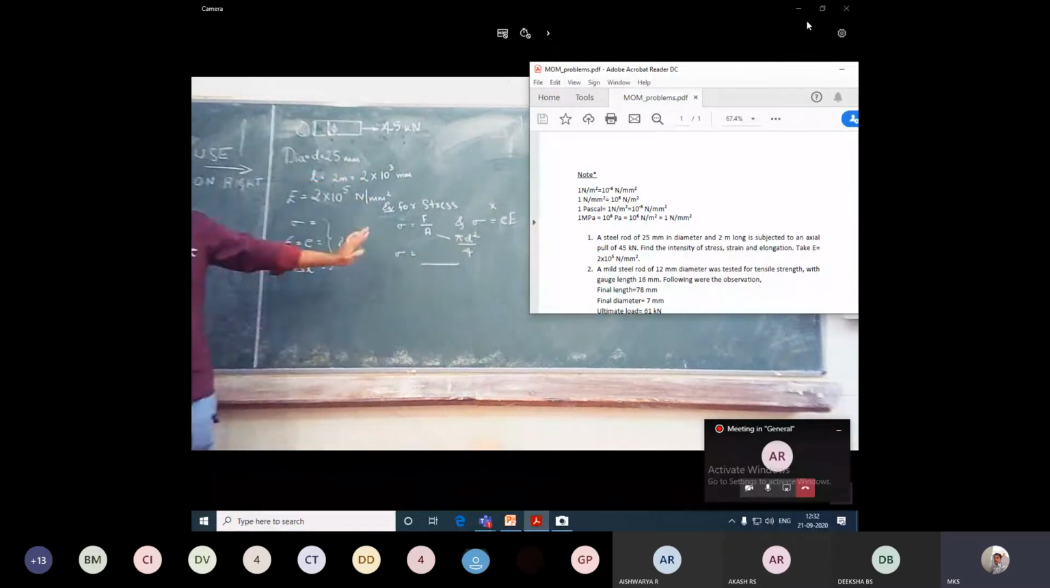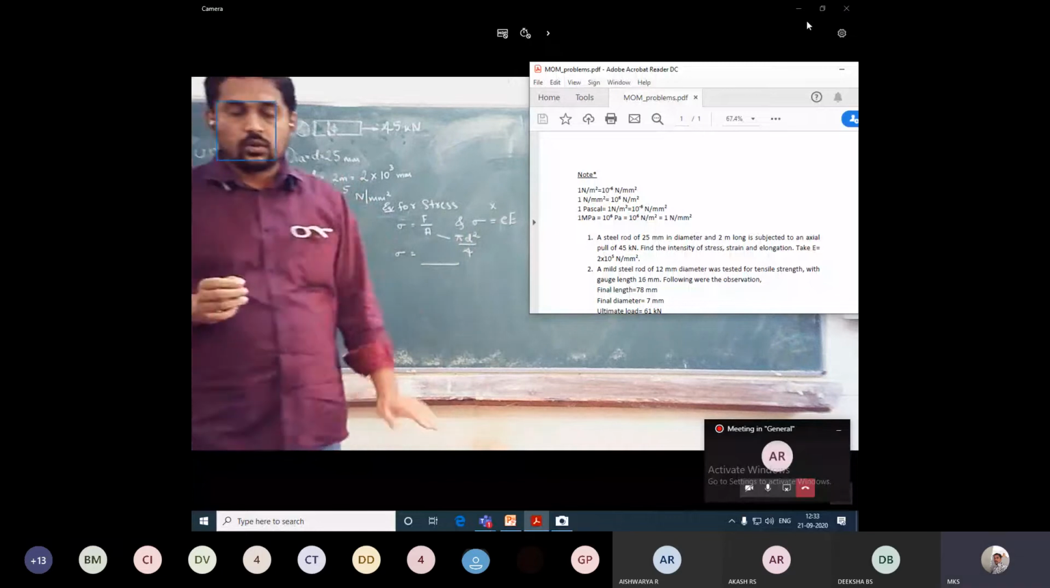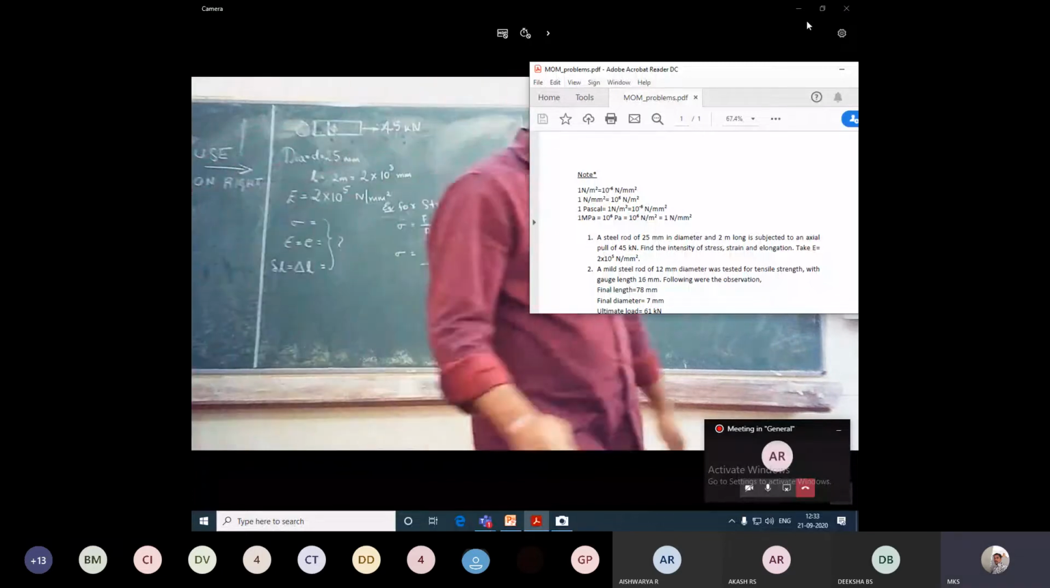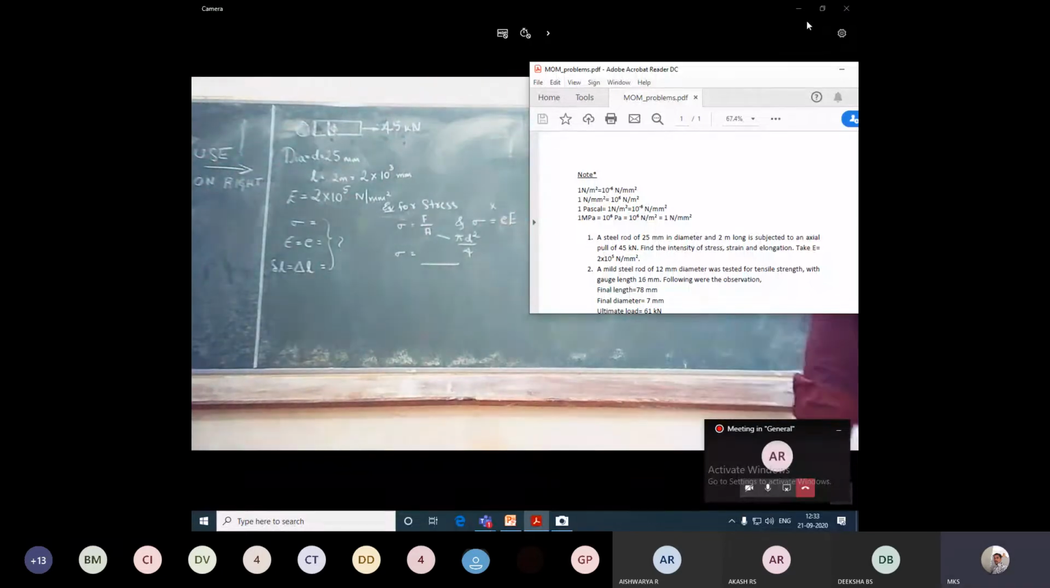Calculate the area. I will not be writing any answers here. You need to write the answers and upload all the solved problems in the assignment. I will be making the assignment portal in Microsoft Teams. As I told you, you need to do it along with me. I will just give the steps for how to solve the problem.